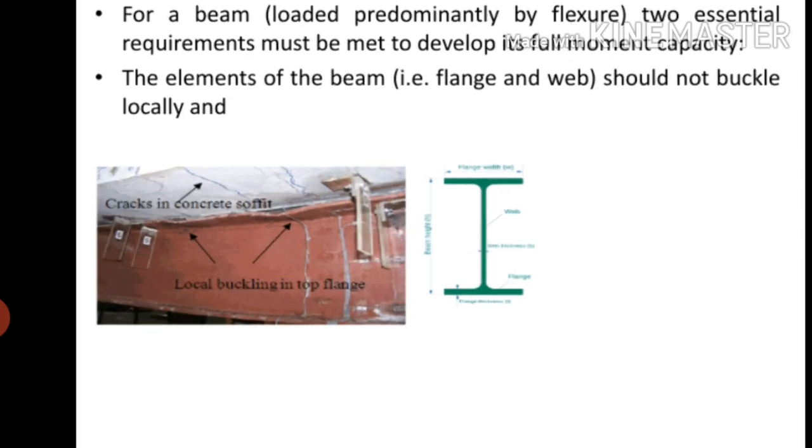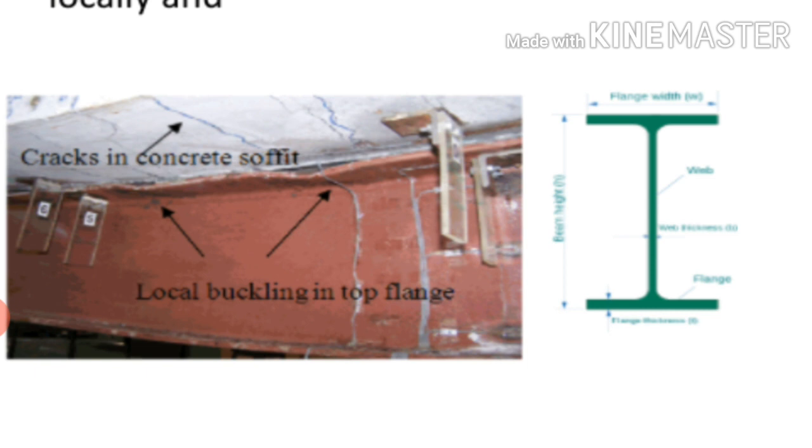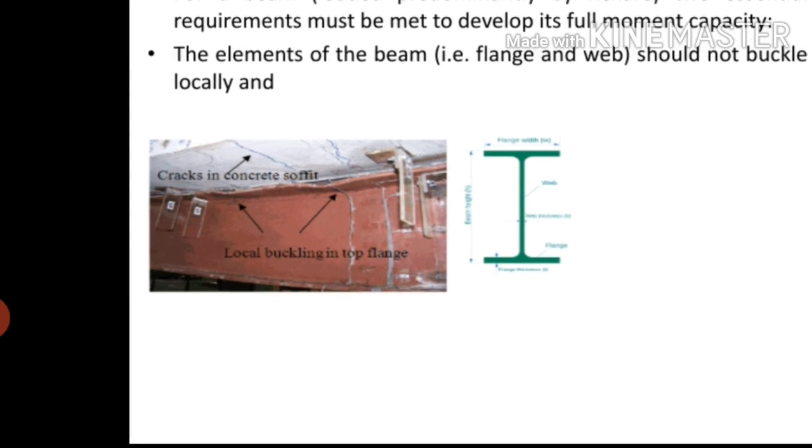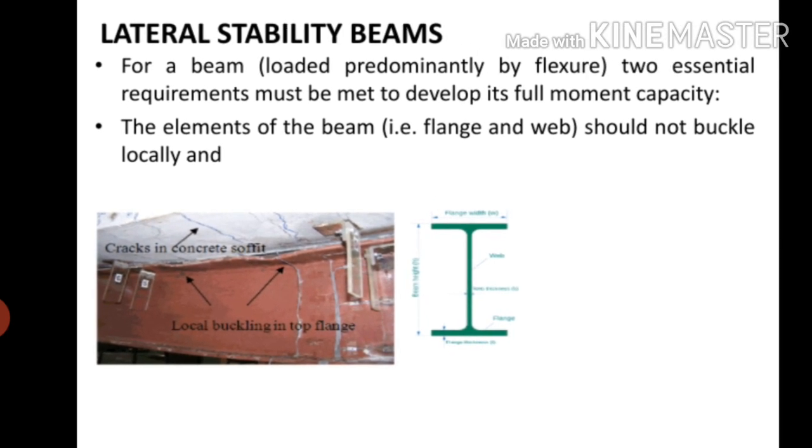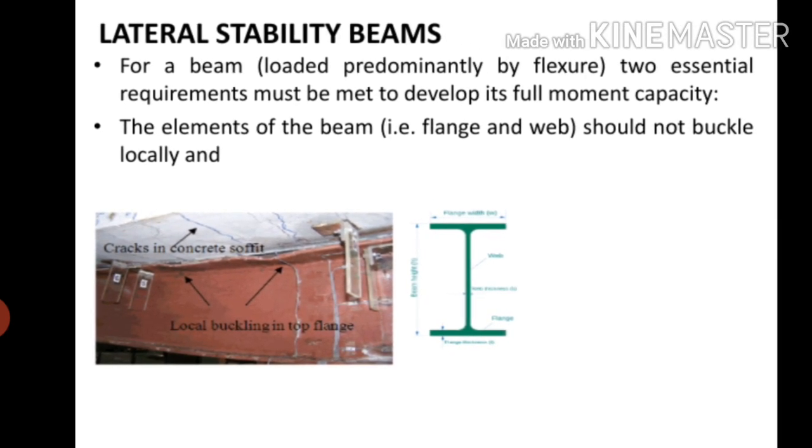So look at this figure. Here you can clearly observe the buckling, that is local buckling in the top flange. This type of buckling is what we call local buckling of a top flange. Whenever the beam is subjected to loading, it should not buckle in this way. If you want to develop a full moment capacity, the beam element should not buckle like this.